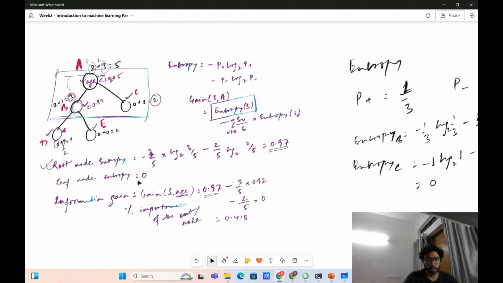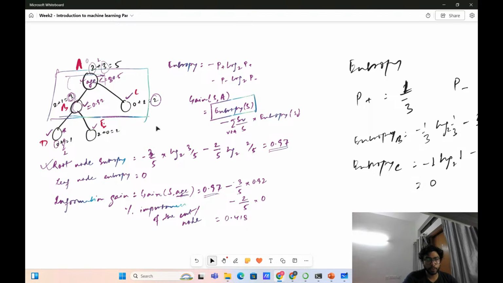Now I was talking about information gain, right? I think I had written this, that information gain means the percentage of importance of that cut, or of that node. So for example, what is the importance of age? So information gain of age. That's what you calculate over here. So how do you calculate this?